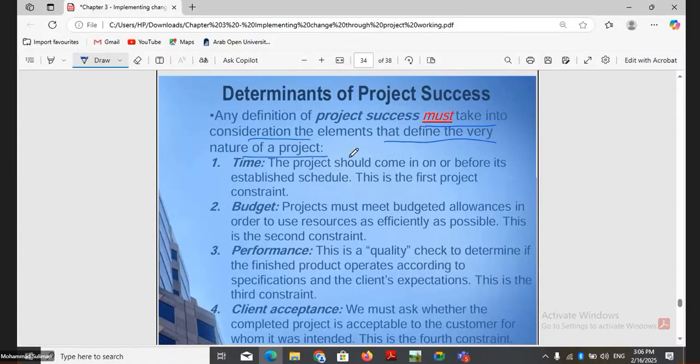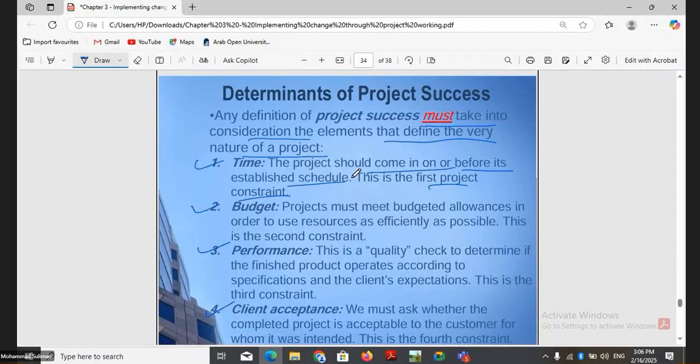This is the second constraint. The project utilizes the budget that has been allocated, and it comes within that budget. Okay, it's not going above the budget. So the project that comes within the budget is a successful project. So any project that comes within time and within budget is considered a successful project.